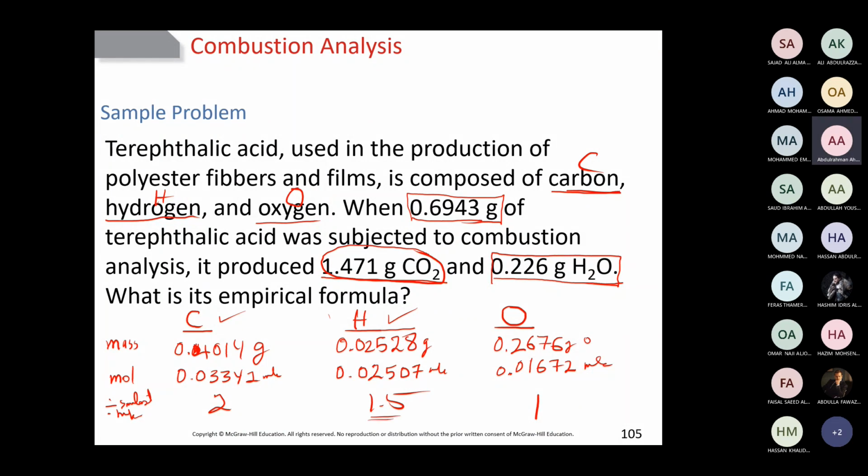So how do we make it a whole number? What should we do? Multiply by 2. Which will make oxygen what? 2. And then hydrogen 3. And then carbon 4. What's the formula then? C4H3O2.